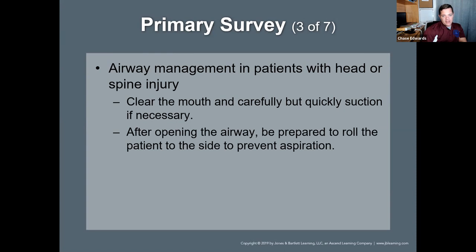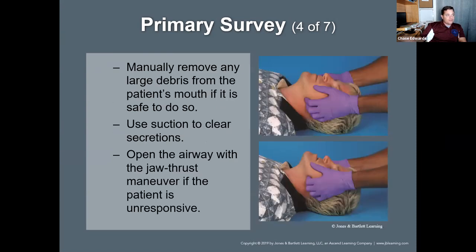So airway management with a head or spine injury, you're going to clear the mouth and carefully but quickly suction it. That's how you're going to do that if it's necessary. After opening the airway, you must be prepared to roll the patient to the side to prevent any type of aspiration. You're going to manually remove any large debris from the patient's mouth if it's safe to do so. Use suction to clear any secretions, and then open the airway with the jaw thrust maneuver if the patient is unresponsive.